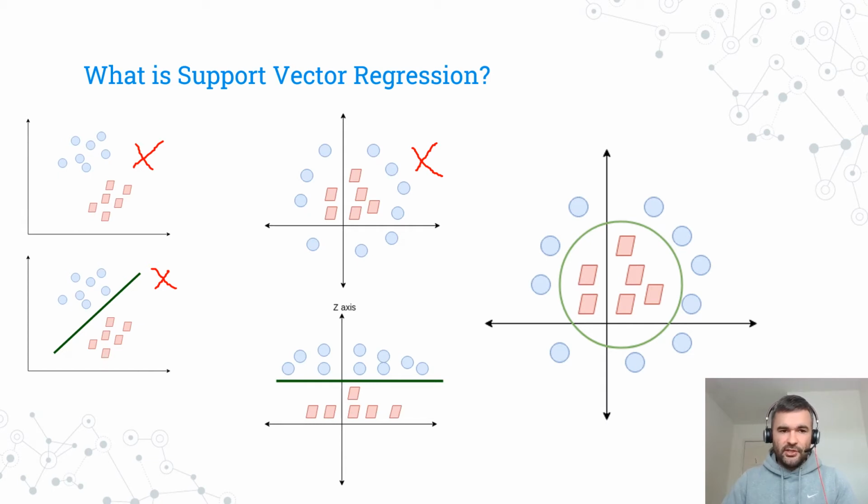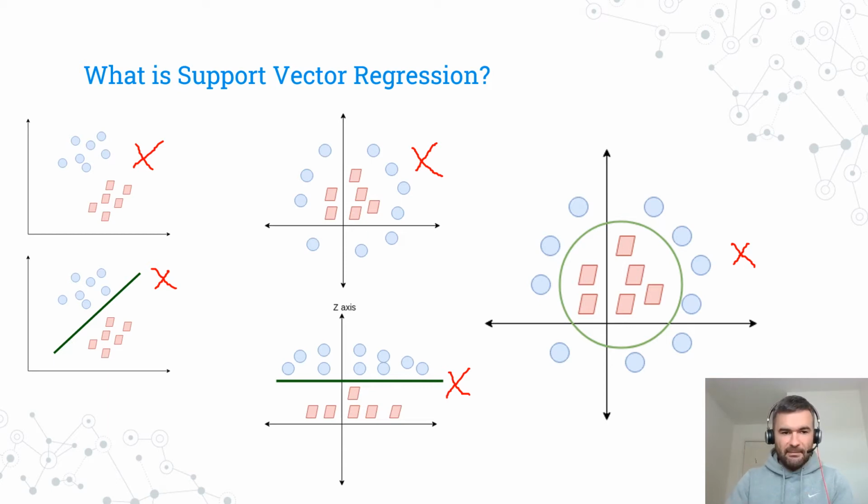And so in order to do this, what we need to do is expand our dimension and add a new dimension along the z-axis, which you can see here. So now these two classes can be distinguished. When we transform the line back to its original plane, it maps to the circular boundary, which you can see here. And that is what SVM does.